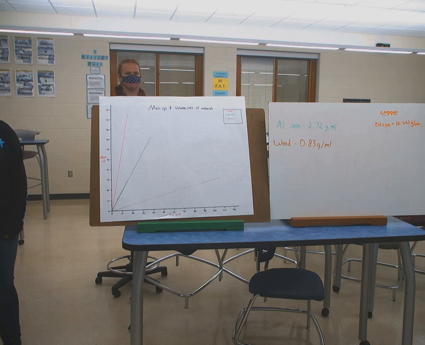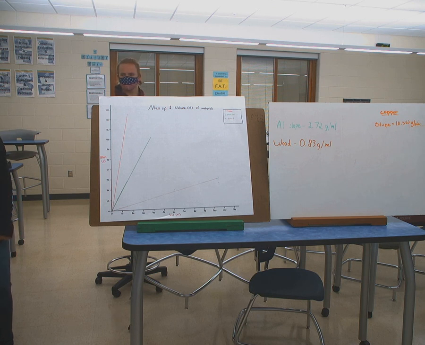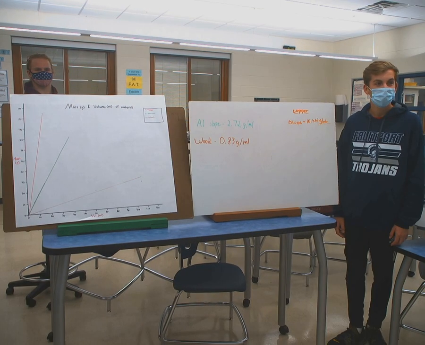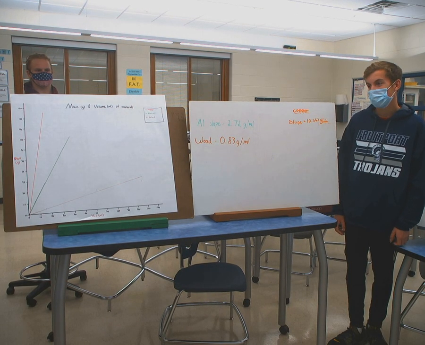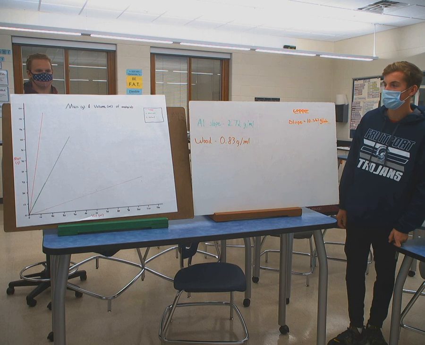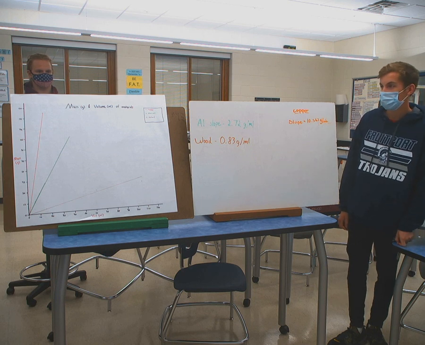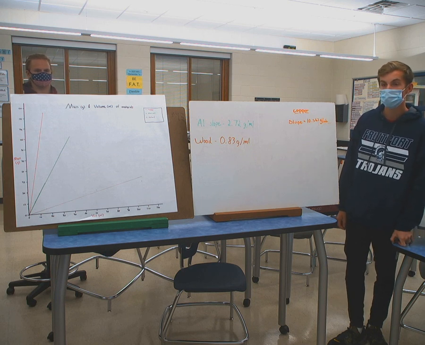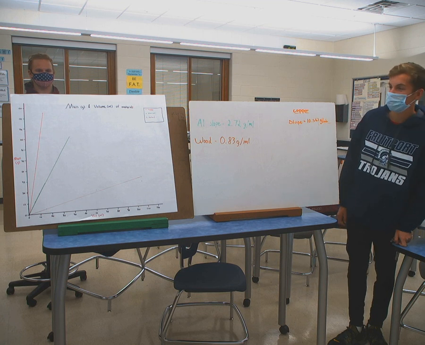So who would like to tell us what we actually did in lab in the first half of the week? Like what was physically what you did? So who's going to explain that? Last week in lab, we measured different shapes of metals and various substances like copper and wood and aluminum, and we found their mass and the volume, and then we graphed it.